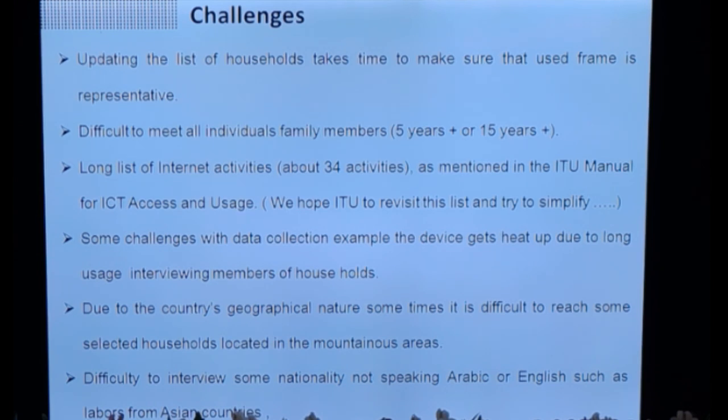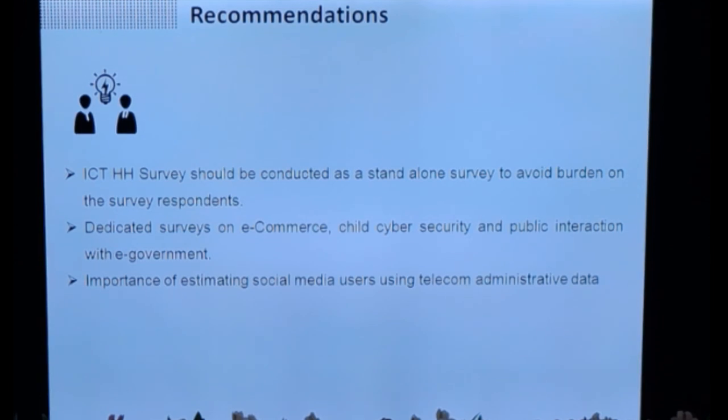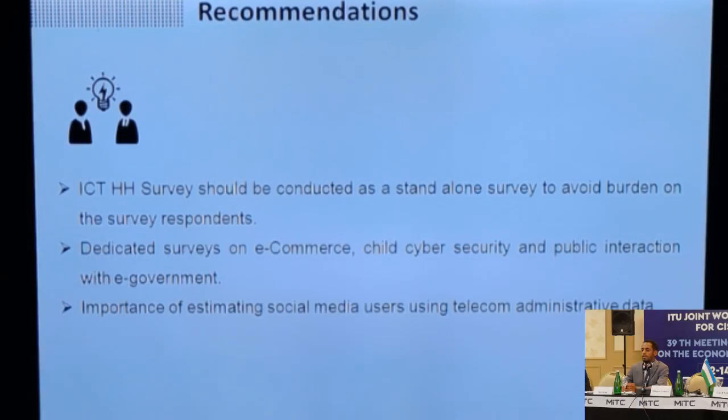There is also difficulty interviewing some nationalities not speaking Arabic or English, especially laborers from Asian countries. Our recommendation for the next survey, and for all, is to have a standalone survey, because combining it with other surveys like labor, income and expenditure, or comprehensive surveys is difficult because of the long questionnaire. The ICT and access survey is long, and the other surveys are very long as well. So to obtain accurate data and high quality results, it is better to have a standalone survey.